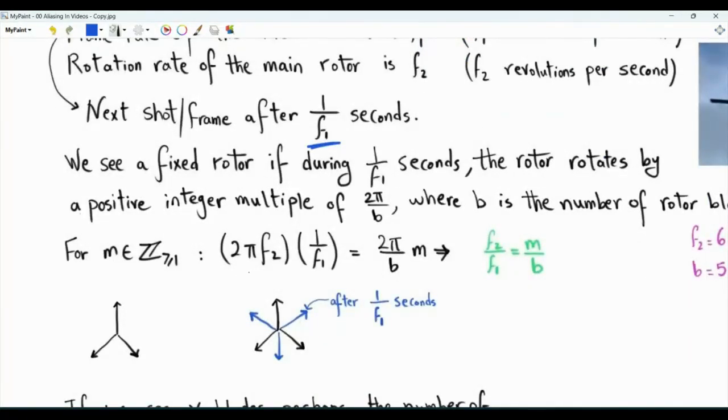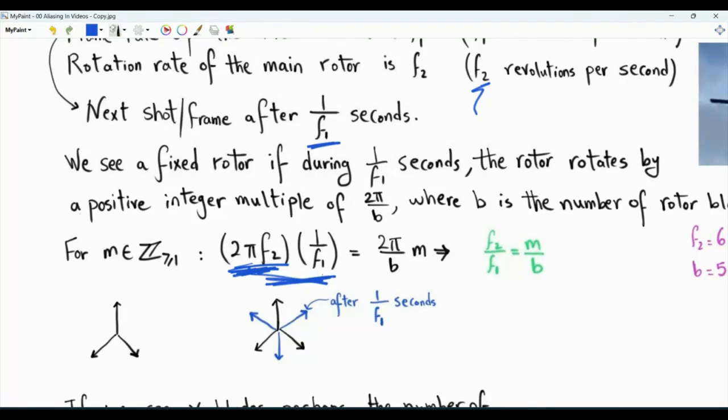The relation that should be satisfied so that we see a fixed rotor concerns the rotation angle during the time between two successive shots or frames. So what is this? We take F2, which is the number of revolutions per second, and multiply by 2 pi. This will be the angle in radians that the rotor rotates in 1 second. If we multiply this by the time, which is 1 over F1 seconds, then we get the angle in radians that the rotor rotates during the interval between two successive shots.